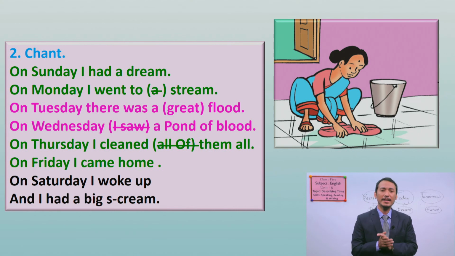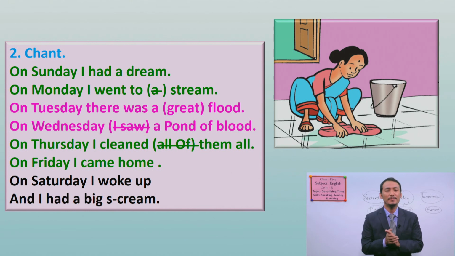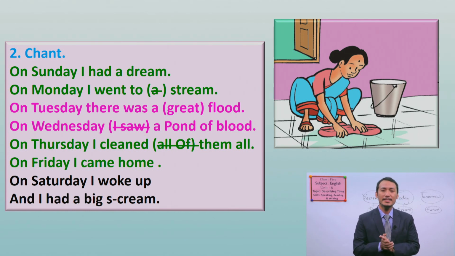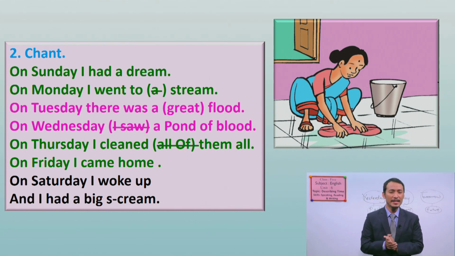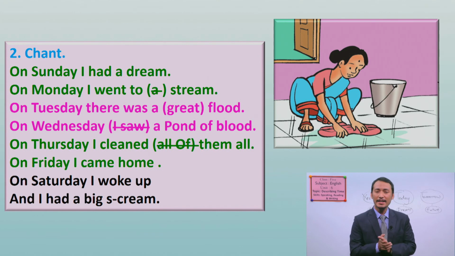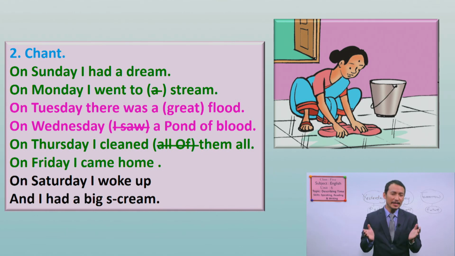On Sunday I had a dream. On Monday I went to stream. On Tuesday there was a float. On Wednesday a pond of blood. On Thursday I cleaned them all. On Friday I came home. On Saturday I woke up and I had a big scream.